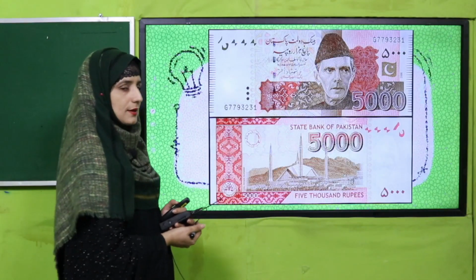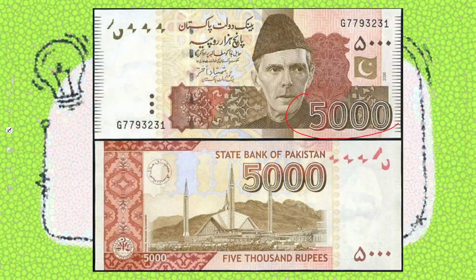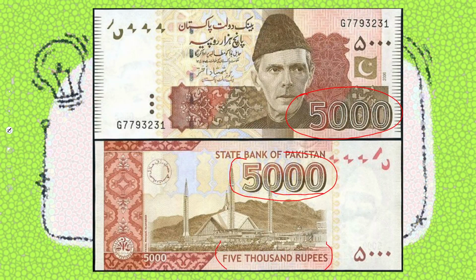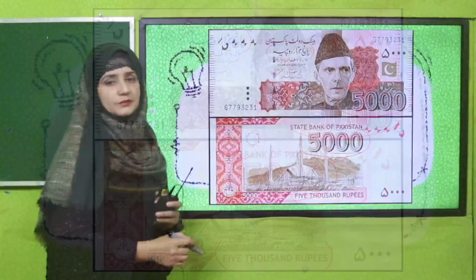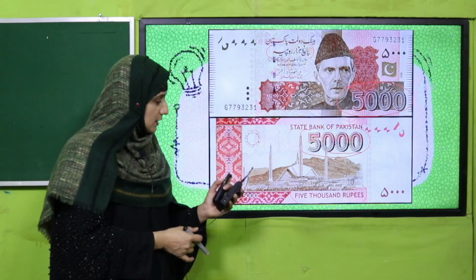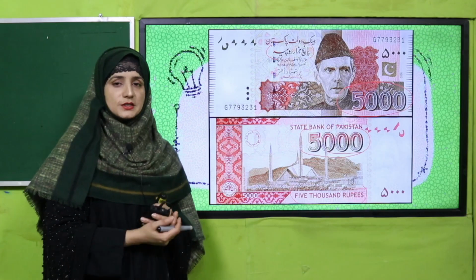Wow, look, the last one is a 5000 currency note. You can see there a 5 and the next digits like thousands. Here you can find in English also, 5000 rupees. In Urdu also you can see there. Have you got that? How you can recognize different currency notes? Yes, in this way you can find different currency notes.